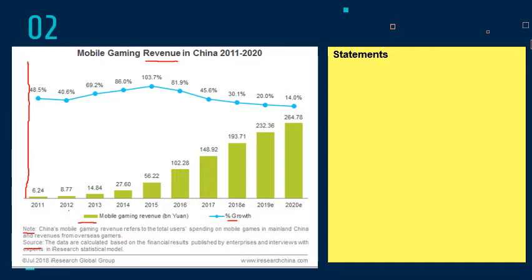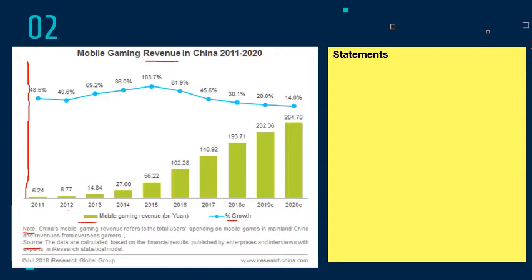Note, China's mobile gaming revenue refers to the total users spending on mobile games in mainland China and revenue from overseas gamers. So this is revenue that's from its domestic market, so people in China who are paying for these games, but also people around the world who are paying for these Chinese-made mobile games.